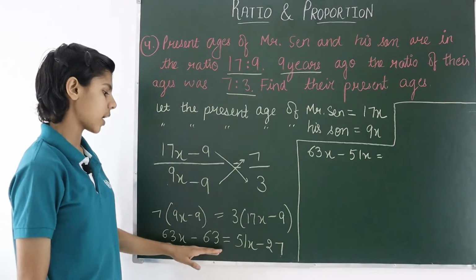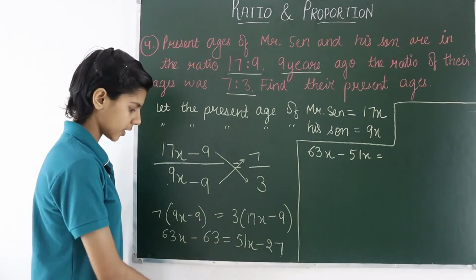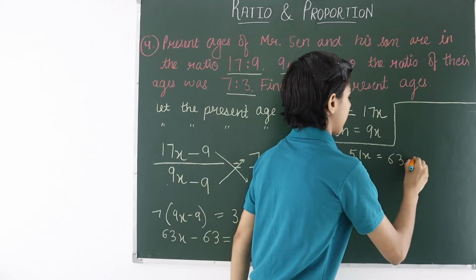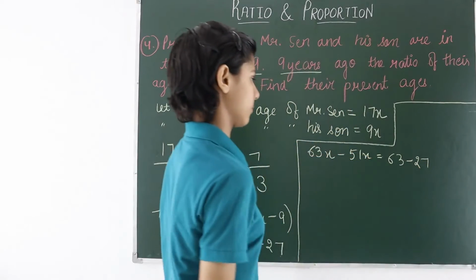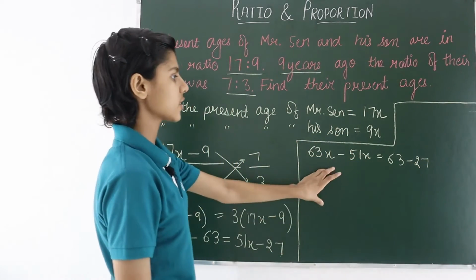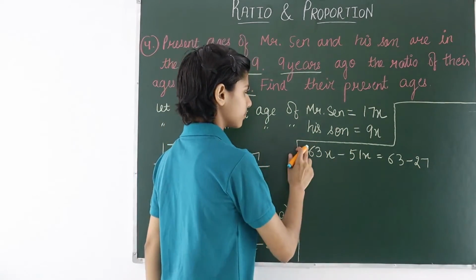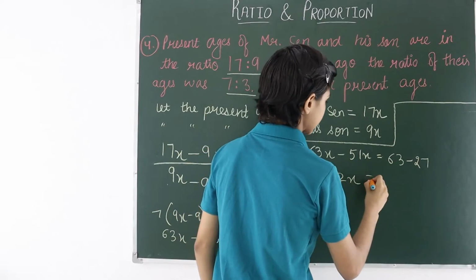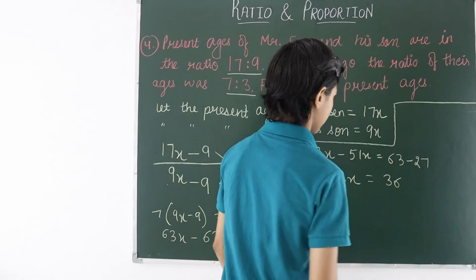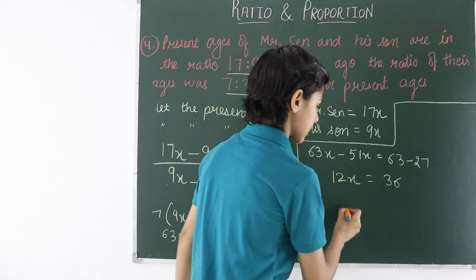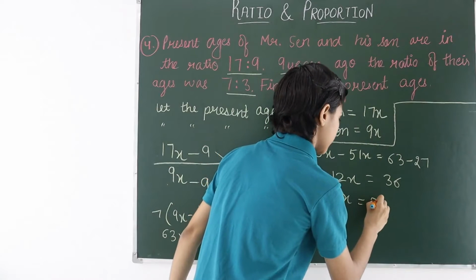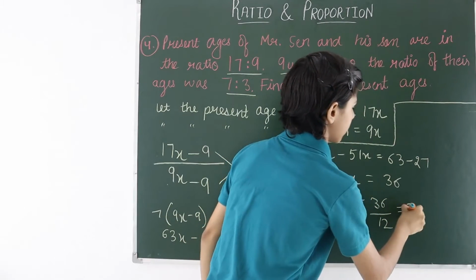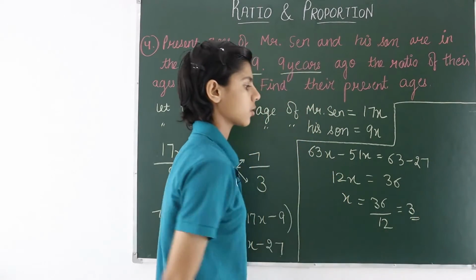We will shift this minus 63 to that side. Here it is in minus, there it will become plus. So 63 minus 27, after subtracting them we will get 12x and this is 36. So 12x is equal to 36. Now x will be 36 by 12 and that is 3. So the value of x is 3.